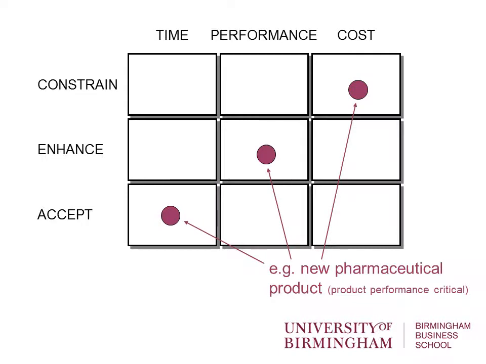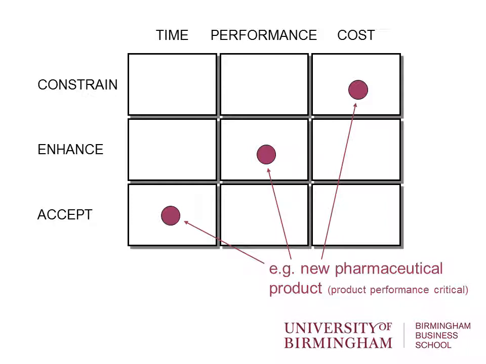Another example might be a new pharmaceutical product. Here, product performance might be critical. The pharmaceutical product has to deliver certain benefits to the consumer. So here, performance is going to be enhanced. If we can get more benefits from this product, this drug or whatever pharmaceutical product it is, then that's excellent, it adds more value to the product.